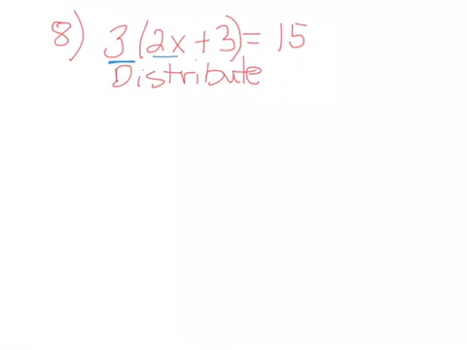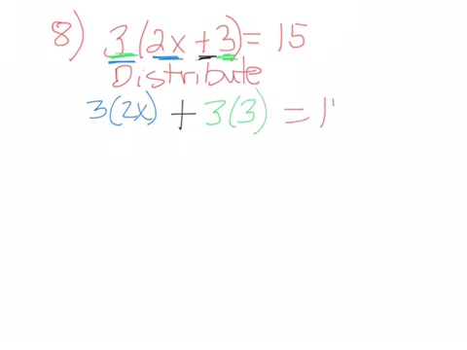Three times 2x plus 3 times 3, and this is equal to 15. So 3 times 2x is 6x, plus 3 times 3 is 9, and that's equal to 15.